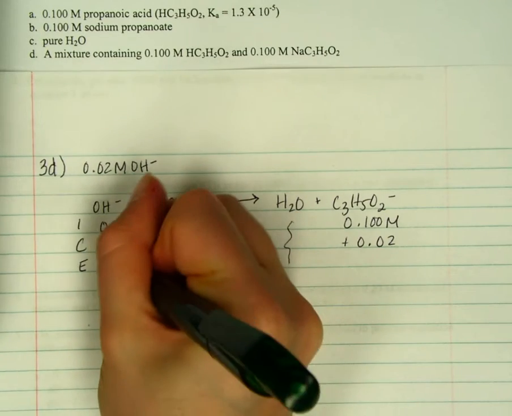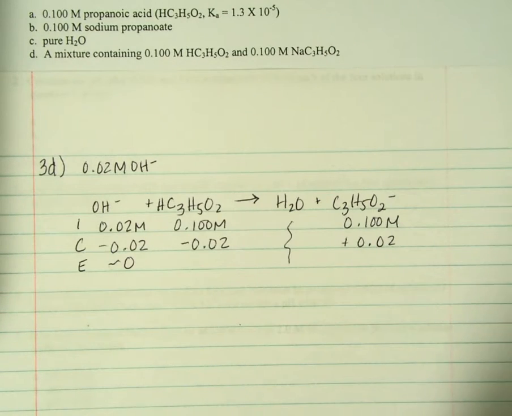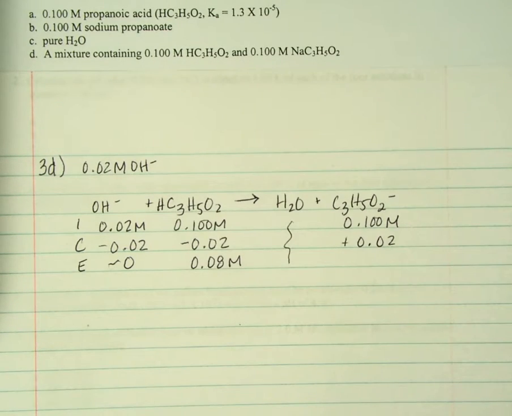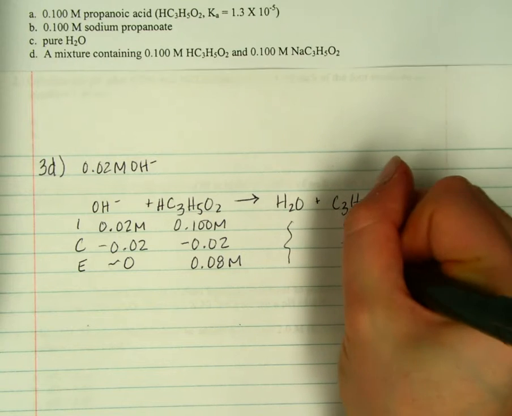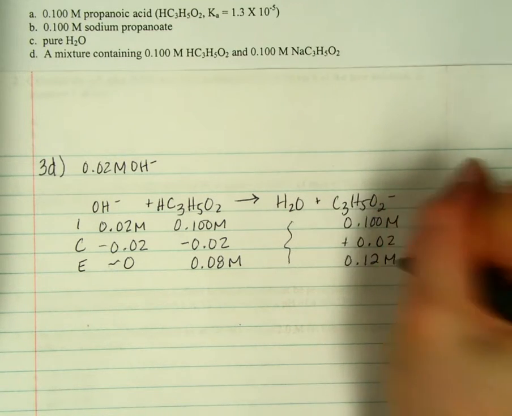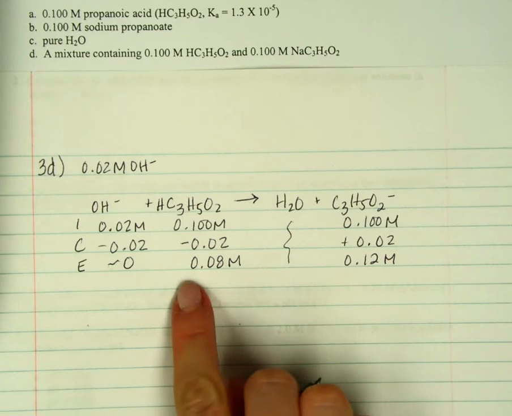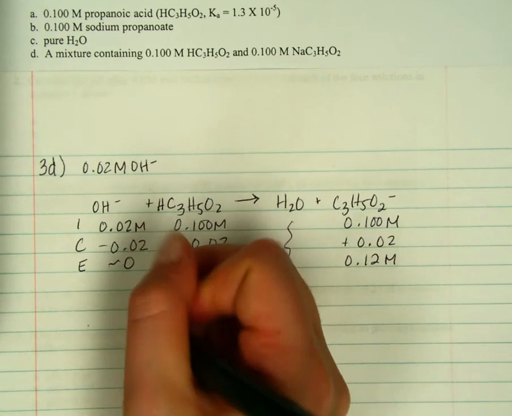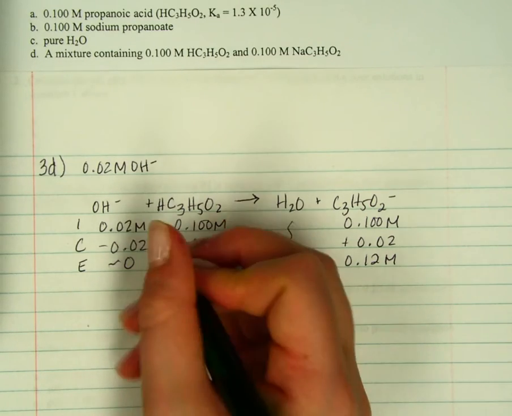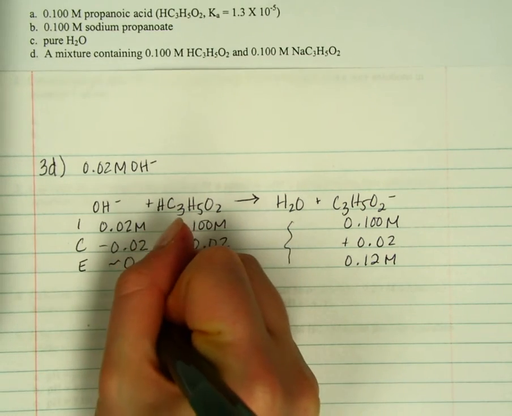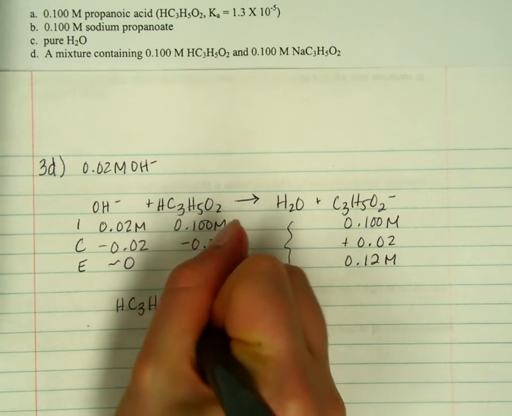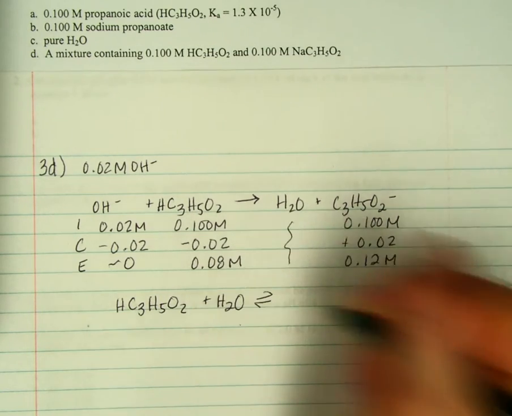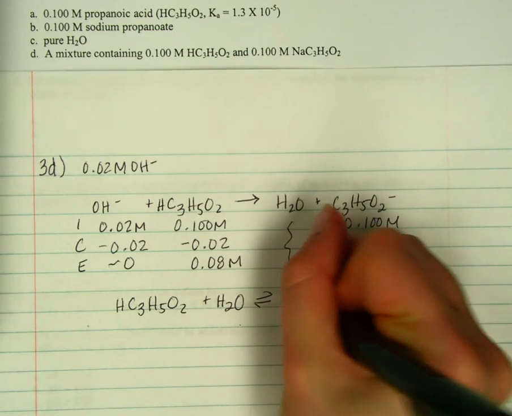When I get my change, I have about no OH minus. I would have 0.08 molar propanoic acid and 0.12 molar propanoate. Now, given these ending concentrations, my buffer is going to reestablish its equilibrium. So I can write down my equation for my buffer. I like starting with the acid first if possible because then I don't have to worry about using Kb and figuring out what Kb is.